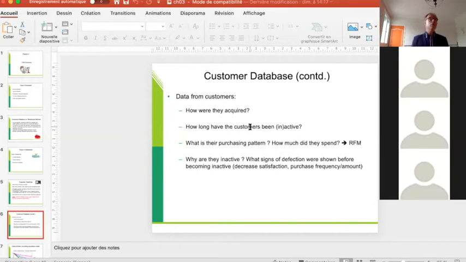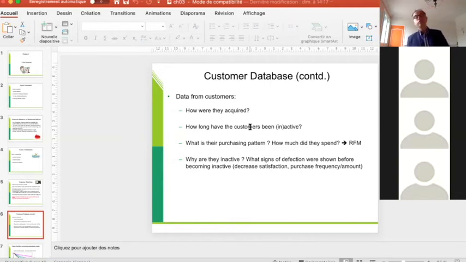Or if you see that the purchase frequency decreases, this also is an indicator, if you look at the purchase pattern, that the customer might become inactive. So these are transactional indicators that show you that the customer is on the point to either become inactive or to defect. That is, he might go to the competition.